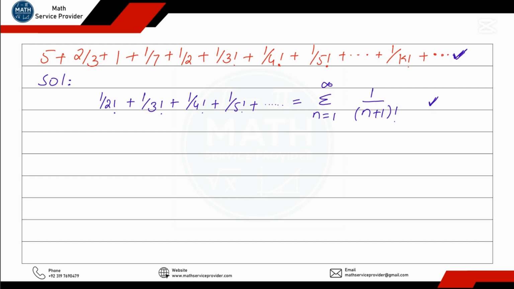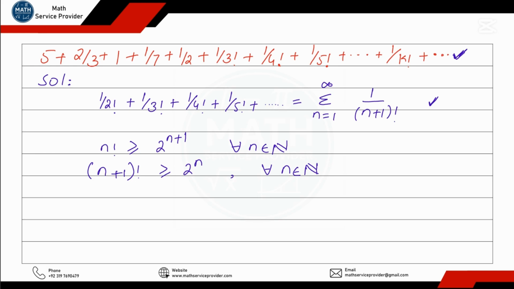Now we check whether this series is convergent or not. So we will use the comparison test. For this, I am going to use one result. We know that n factorial is greater than or equal to 2 raised to power n minus 1, where n belongs to the set of natural numbers. This result we have already studied. I will do some modification here. So it will become (n plus 1) factorial greater than or equal to 2 raised to power n, where n comes from the set of natural numbers.